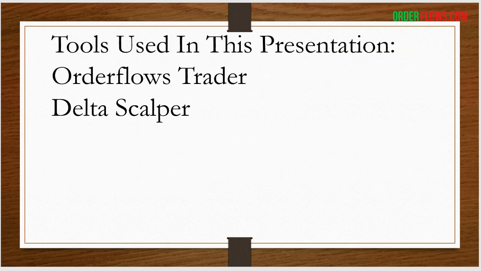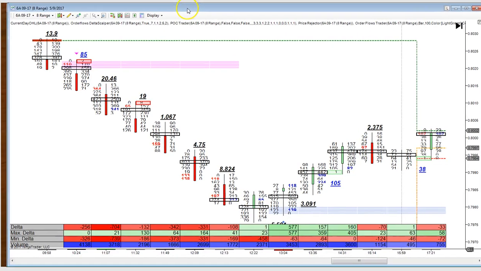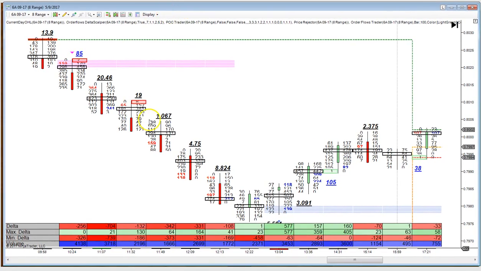Tools I use in this presentation are the same tools I use in all the presentations: Orderflows Trader, which is the volume footprint chart, and the Delta Scalper. Now there's a lot of footprint charts available nowadays, and again, do you want just a basic footprint chart, or do you want one that's got more information for you? And the Delta Scalper is a tool that analyzes the order flow delta. Delta is the net aggressive buying versus net aggressive selling.